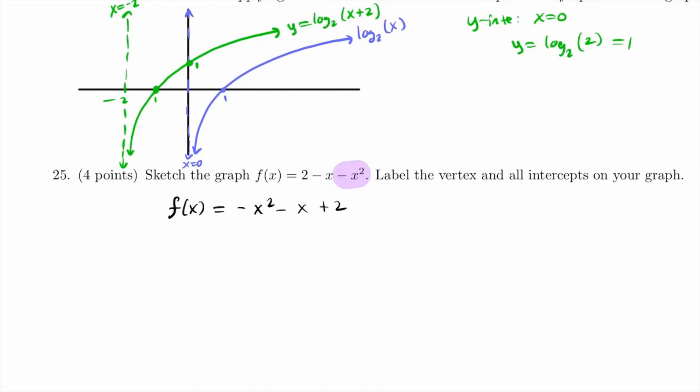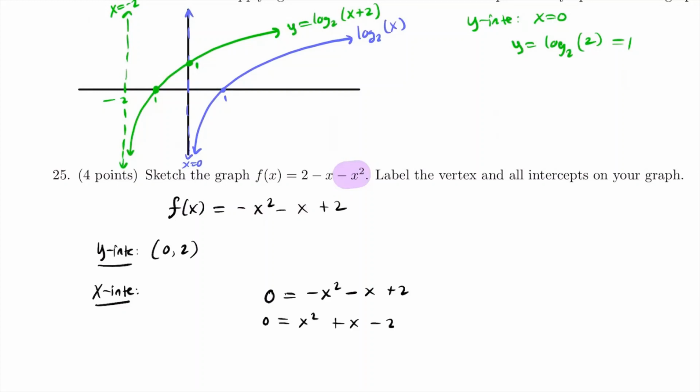So the y-intercept, that's easy to compute. When x equals 0, when you plug in 0 into the function, these terms are 0, so you just have 2 as the y-intercept. For the x-intercept, we have some work to do, so we're going to set f of x to 0. So you'll have 0 equals negative x squared minus x plus 2. Multiply both sides by negative 1. So you'll have 0 equals x squared plus x minus 2. Now, this can be factored. So you will have (x plus 2)(x minus 1). So that means our x-intercepts are negative 2 and 1. So the x-intercepts are (negative 2, 0) and (1, 0).